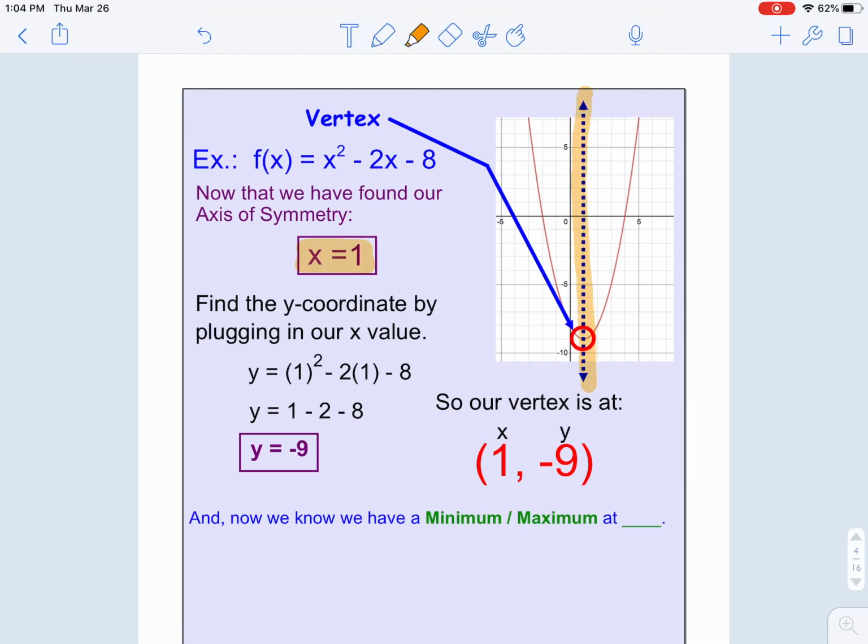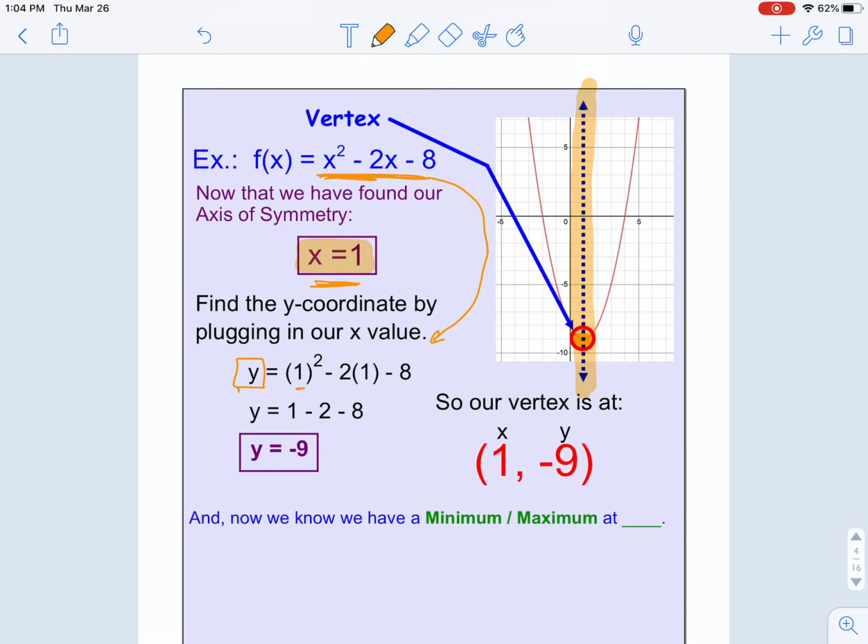Since our axis of symmetry cuts our graph exactly in half, we know our axis of symmetry will go right through our vertex. So we've got the x part of our vertex. Now we need to find the y part of our vertex. To do that, we take our equation. We now know that x is equal to 1.